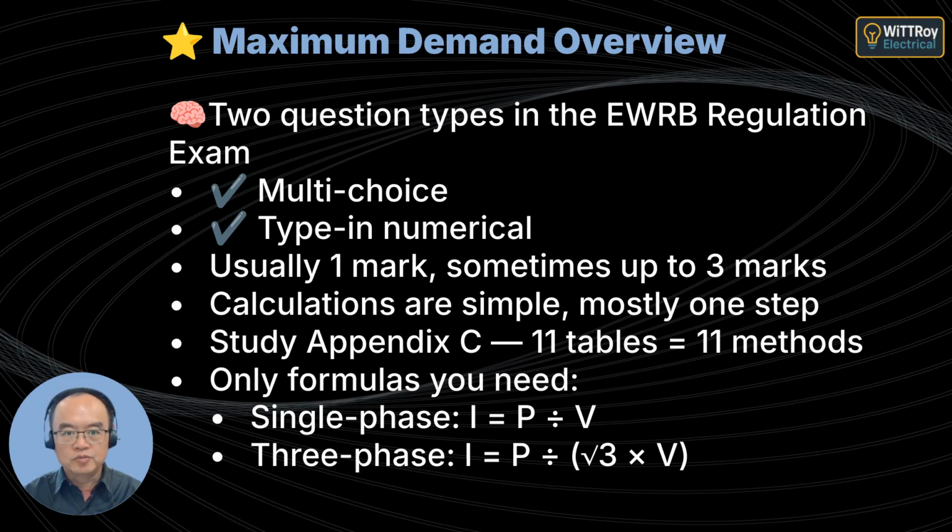When you study maximum demand, you need to understand how each table works and what the notes say under the table. The key formulas you need are very simple. For single phase, I equals P divided by V, and for three-phase, I equals P divided by root 3 times V. Once you know these two formulas, the rest of the calculations become straightforward.